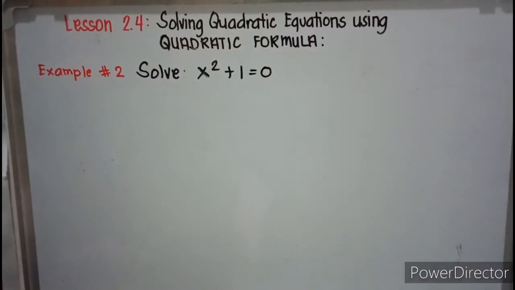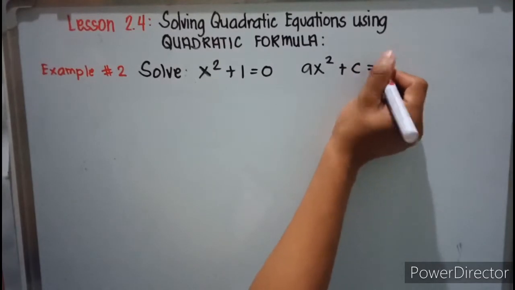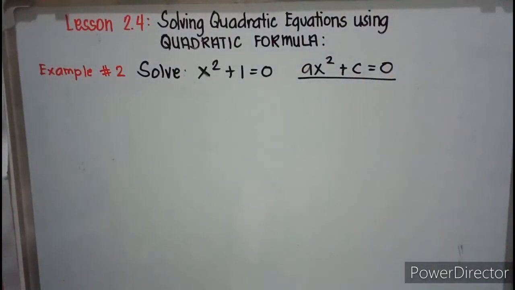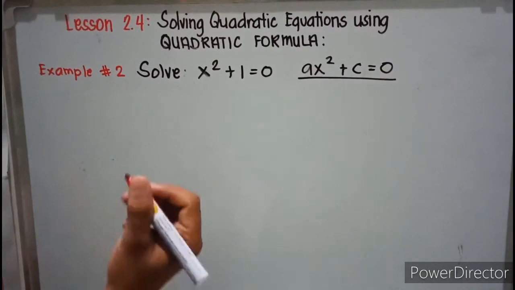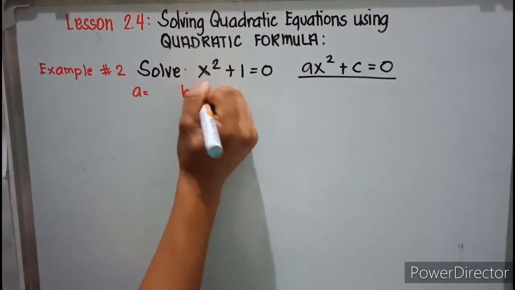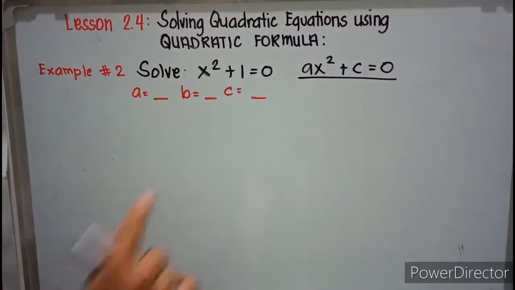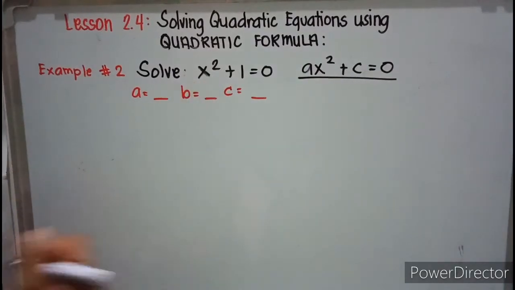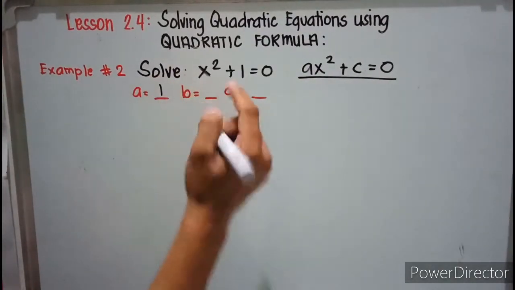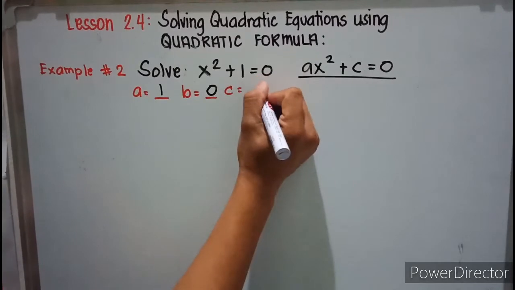Solve x squared plus 1 is equal to 0. So, this is in the form of ax squared plus c is equal to 0, where we can also use solving quadratic equations by extracting square root. But for this time, we're going to solve this using quadratic formula. So let's identify our a, our b, and our c. So a is the coefficient of the quadratic term, which is 1. So wala tayong bx, kaya ang ating b ay 0. Then ating c ay 1.